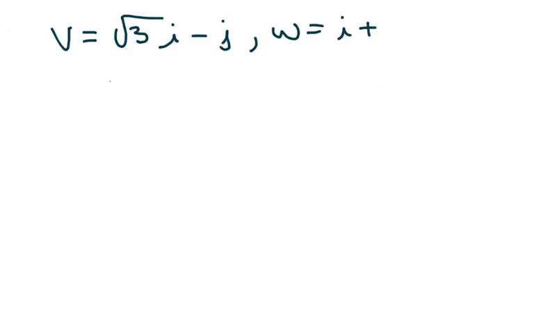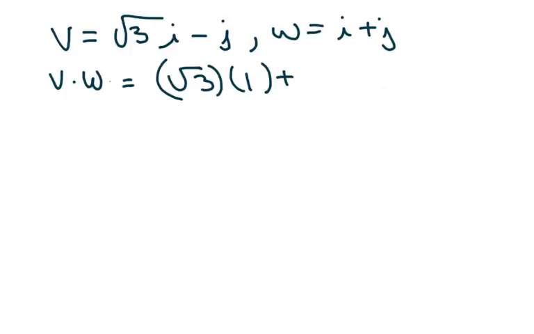The next one we have is v equals square root of 3 i minus j, and w equals i plus j. So I'm going to do the dot product, and I get square root of 3 times 1 plus negative 1 times 1, and that's going to equal the square root of 3 minus 1.